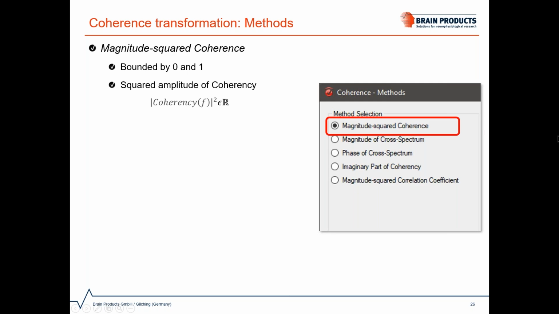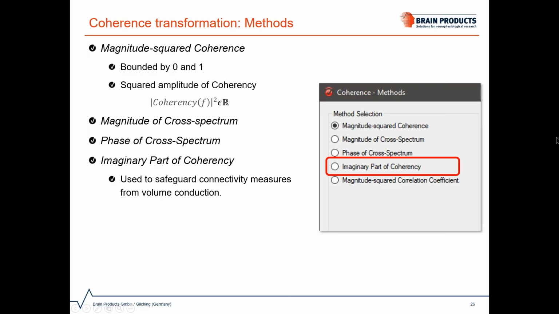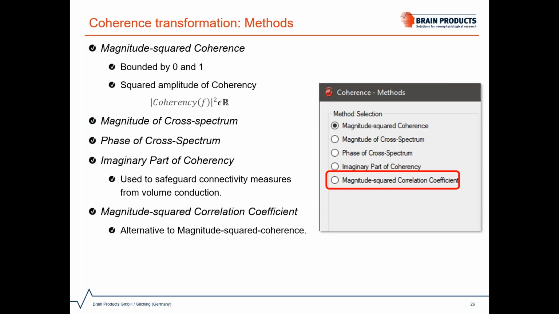This value range poses some more challenges on the statistical evaluation of coherence values. But I will come back to this later. For the advanced user, it might be helpful to extract the magnitude of the cross spectrum or the phase of the cross spectrum, which can be the basis for other connectivity measures. The imaginary part of coherency is a common quantity to safeguard from effects of volume conduction. We will get back to this measure later and see how it can do so. Finally, you will have the option to choose the squared magnitude of the correlation coefficient, which is an alternative measure of the magnitude squared coherence.